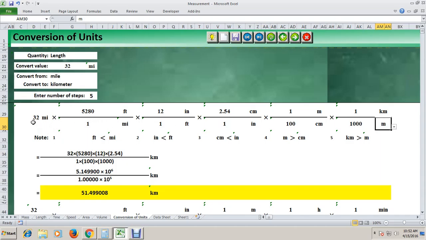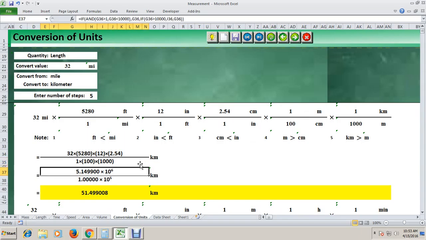So finally, the last step in the conversion is to multiply the conversion factors to the given. So you have 32 miles multiplied by 5,280 feet multiplied by 12 inches, multiplied by 2.54 centimeters, divided by 100, divided by 1,000. Here, what you see in the solution is that I did not include the multiplication by one, since obviously multiplication by one gives you the same number.